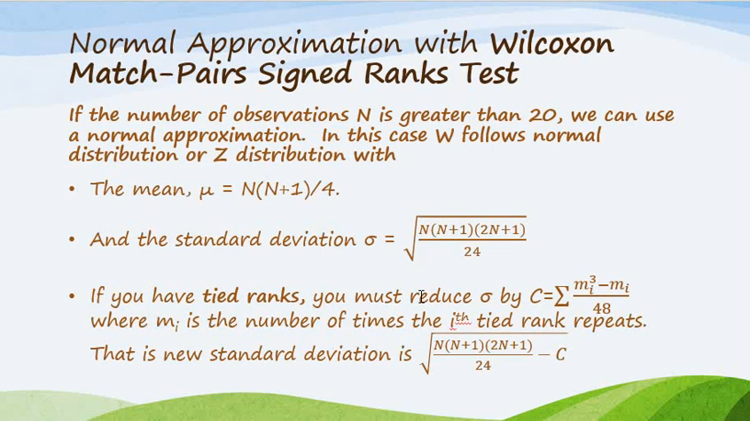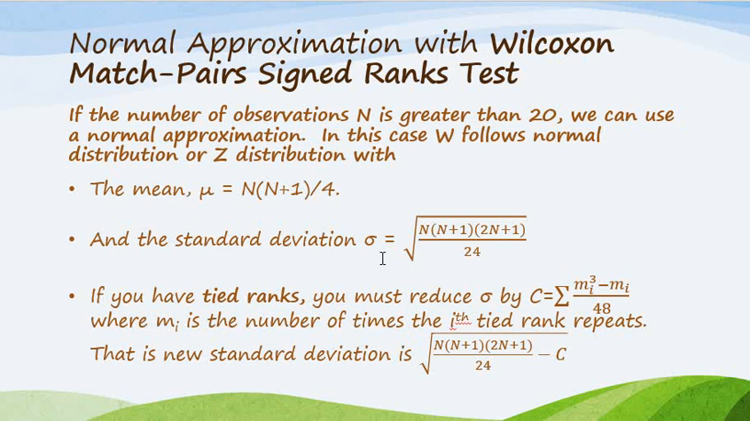So now the normal approximation. If n is greater than 20, we can use the normal approximation, or the normal distribution, instead of the Wilcoxon table. In that case, we use W, the minimum of W plus and W minus, as the test quantity, which has a normal distribution with mean equal to n times (n plus 1) by 4, and sigma given by the root of n times (n plus 1) times (2n plus 1) by 24.